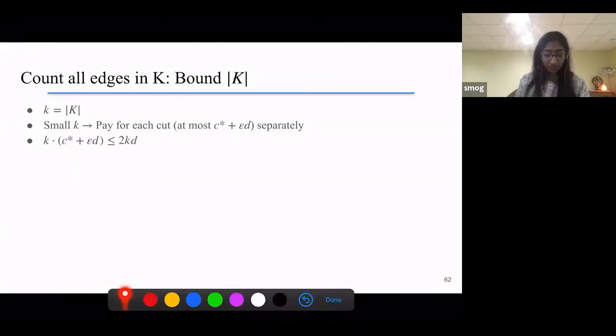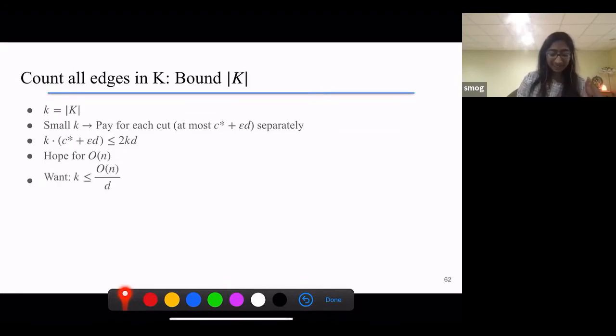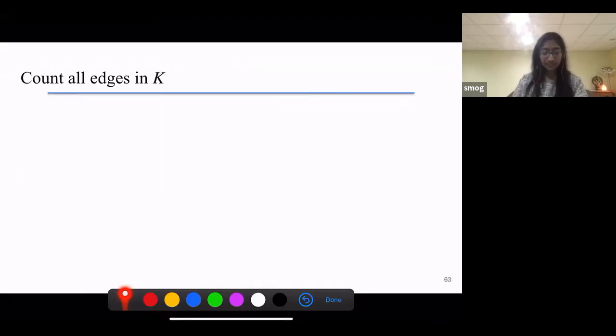And then what we want is that this cannot be more than O of n, right? So after a bit of algebra, we can say that k needs to be less than O of n over D. And if we can prove that, then we can definitely pay for each cut in K separately, and our storage space will be at most O of n. Okay, so how exactly are we going to do this?